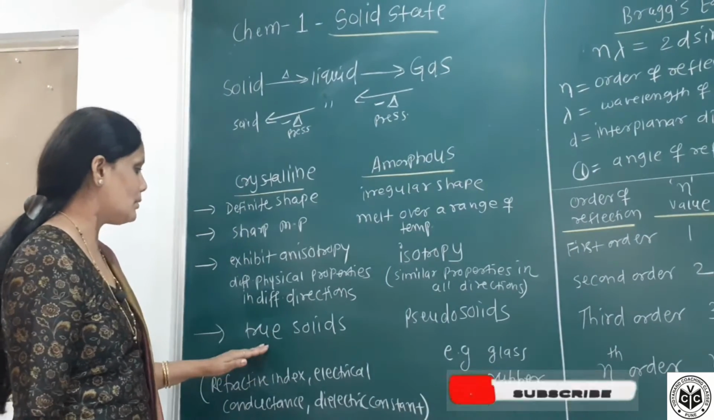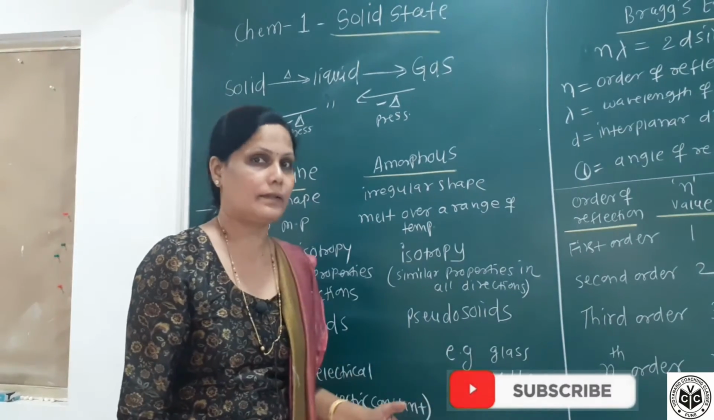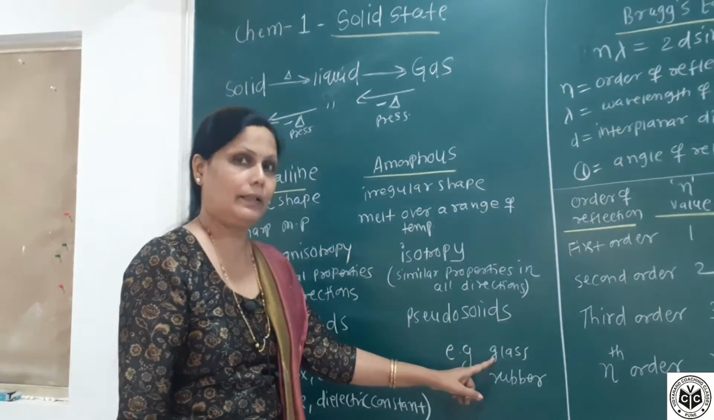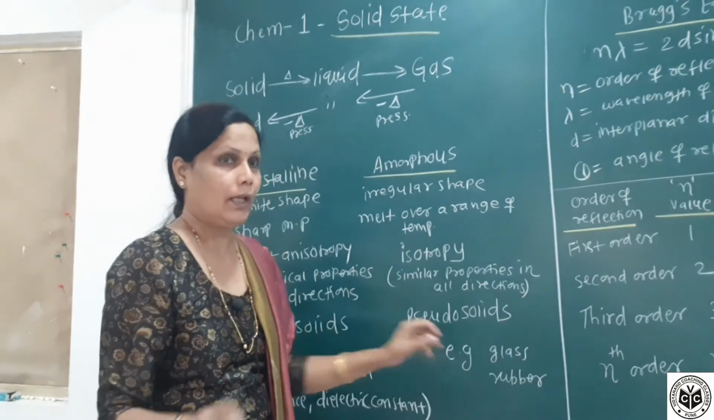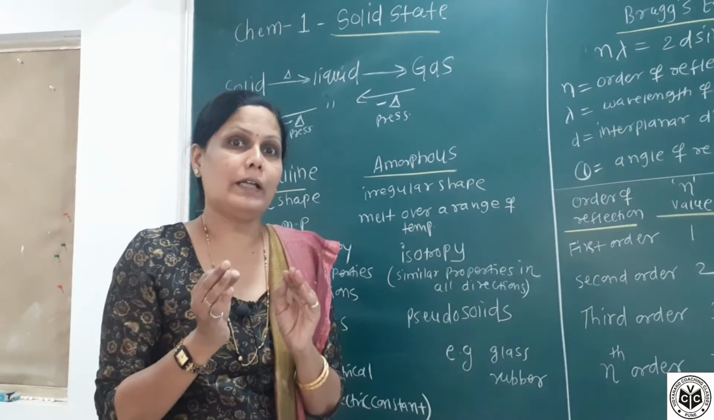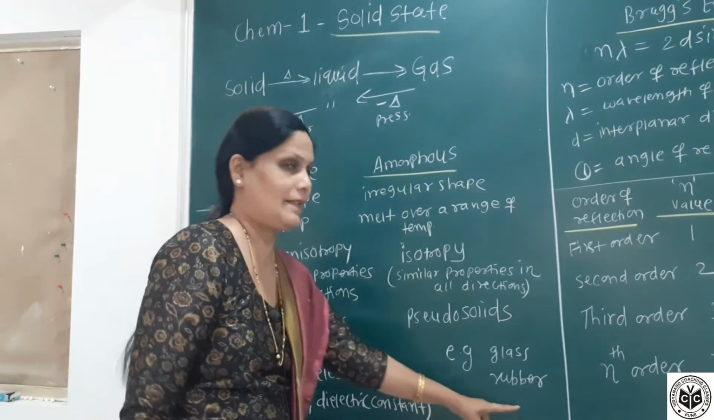Crystalline solids are also known as true solids. Amorphous solids are known as pseudo solids, or supercooled liquids, and a well-known example is glass. Glass is a supercooled liquid. See, SiO2 is quartz. So quartz is crystalline, but quartz glass is amorphous.